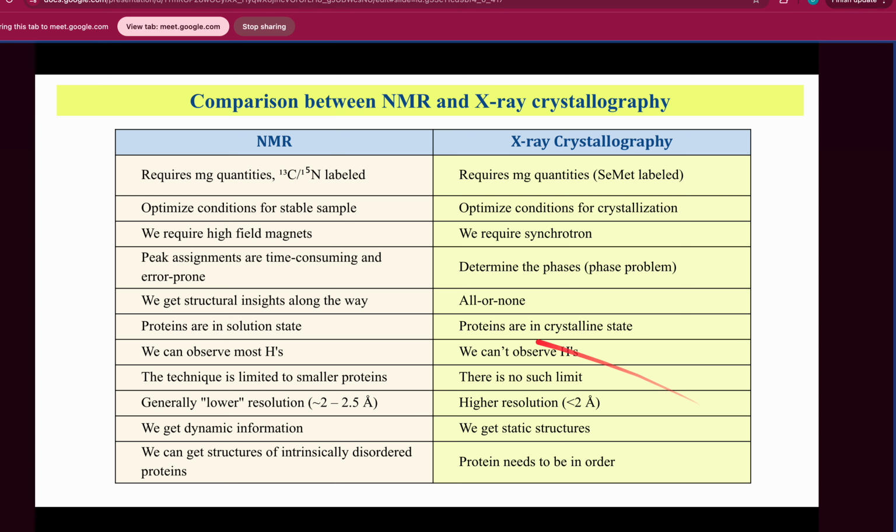If you are interested, you can go through this table. The key differences between NMR and X-ray crystallography are that in NMR the proteins are in the solution state, whereas in X-ray crystallography the proteins are in the crystalline state, which means they are fixed. Due to this we get only static structures, whereas in NMR we get dynamic information. That's why only with NMR can we get the structures of intrinsically disordered proteins, whereas in X-ray crystallography the protein has to be ordered. And we can only perform X-ray crystallography if we can crystallize that protein, which is quite time consuming. So this is the main difference between NMR and X-ray crystallography.